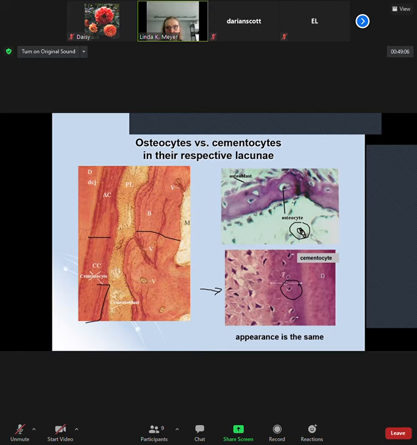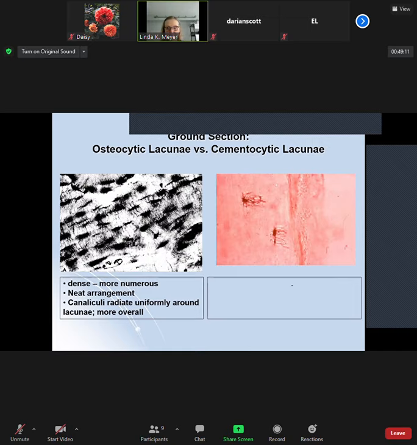Here's the osteocyte in its lacuna again. I couldn't really tell them apart. But when I take a ground section of cementum, I can see a difference in the cementocytic lacunae and their canaliculi. So this is a representative of cellular cementum that has cementocytic lacunae. And you should notice in the picture that there aren't as many of them. So there are fewer cementocytes and thus fewer cementocytic lacunae in cementum.